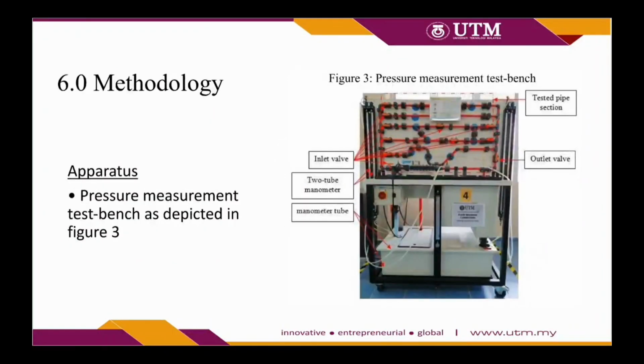Now the methodology. Apparatus: the pressure loss test bench as depicted in Figure 3. As you can see, there are the inlet valve, two tube manometers, the test pipe section, and the outlet valve.